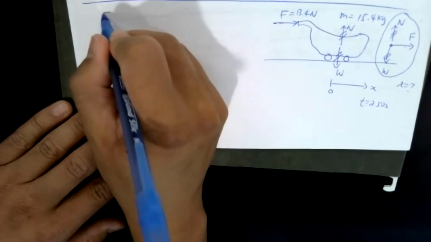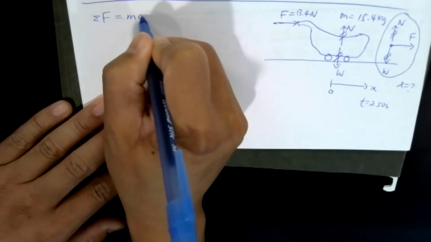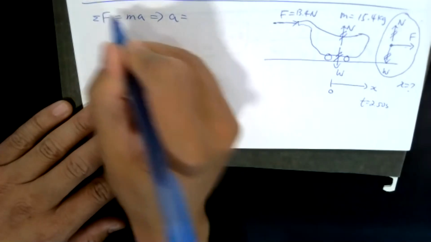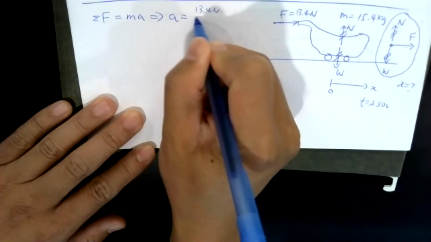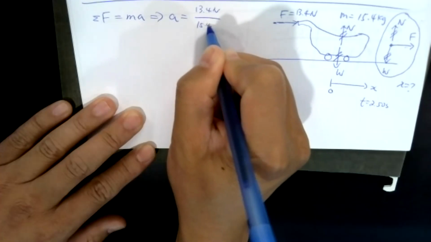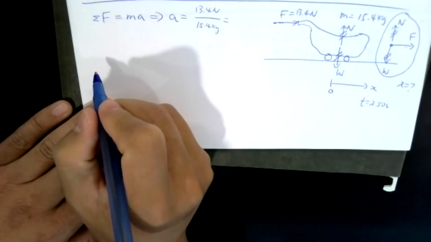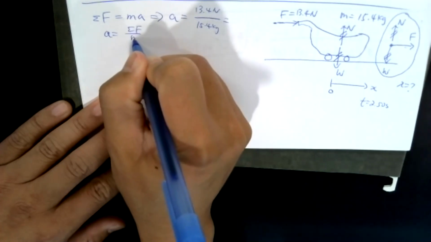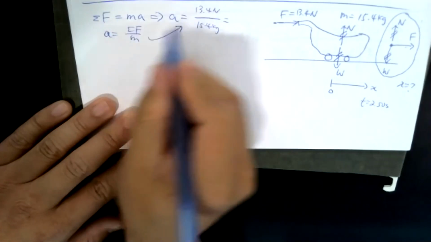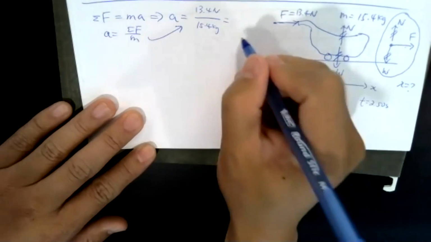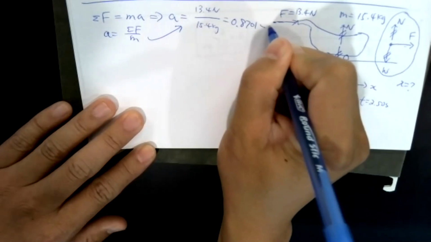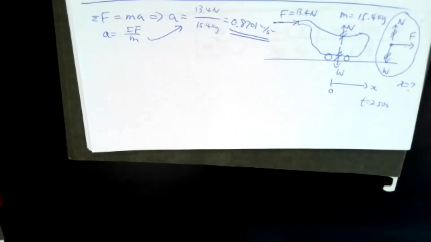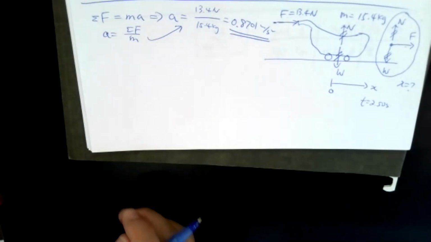Okay, so you can see net force equals mass times acceleration. So from there, you can figure out your acceleration, because the net force is 13.4 over the mass of 15.4 kilograms. That will be your acceleration equals net force over m. Plug in the numbers, and that gives you 0.8701 meters per second squared. Okay, so this is your acceleration. By giving you the net force and mass, you can figure out your acceleration quickly.